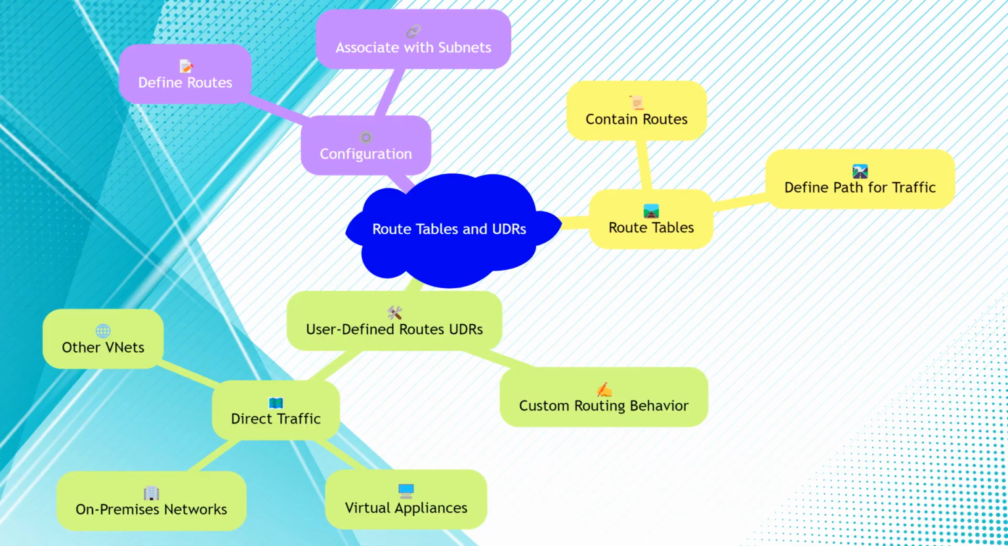Route tables contain routes that define the path network traffic takes. User-defined routes, UDRs, allow you to customize the routing behavior for your VNets. By creating UDRs, you can direct traffic to specific virtual appliances, on-premises networks, or other VNets. Configuring route tables and UDRs involves defining routes and associating them with subnets.